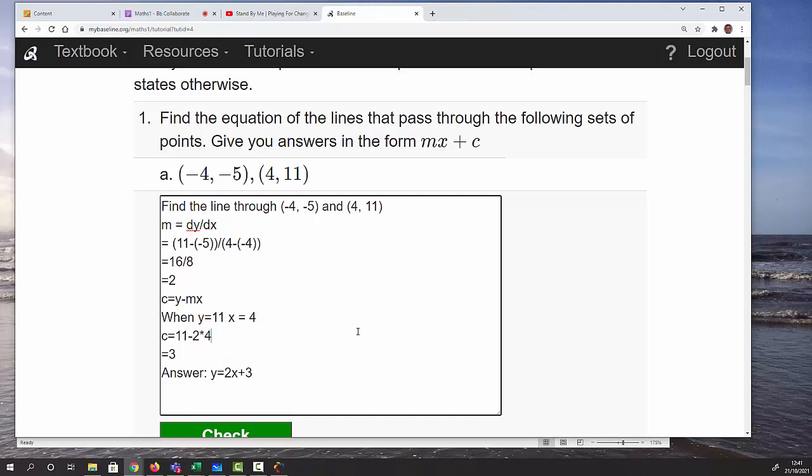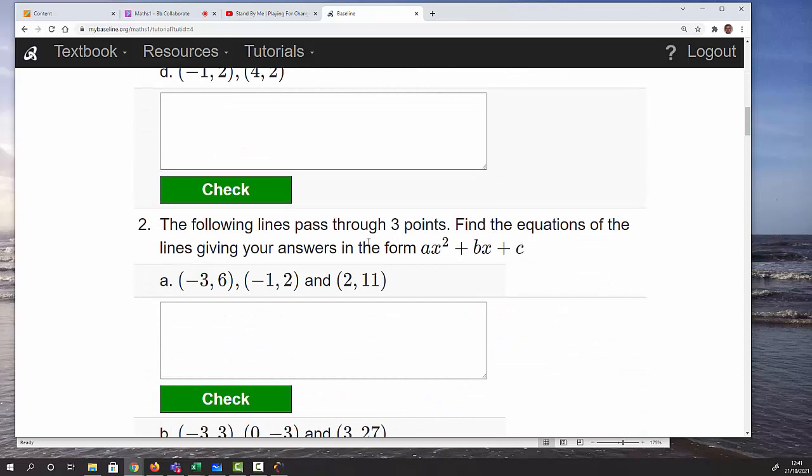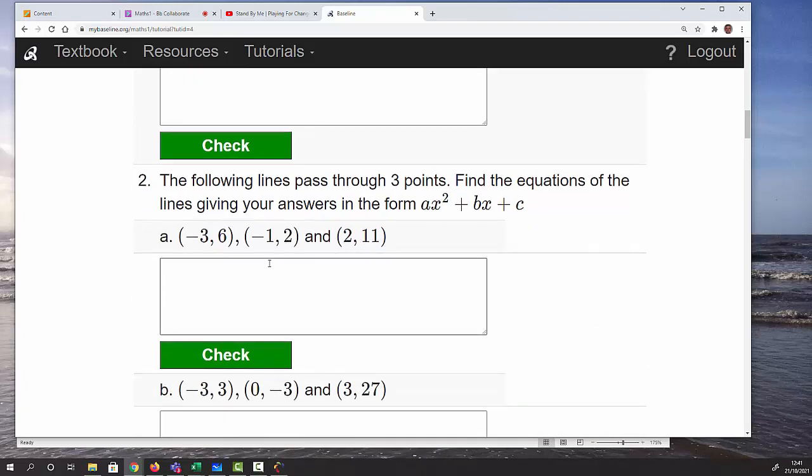Just so we're clear, if you just gave me the answer, I would give you the mark, but if you just gave me the answer on an exam paper, I wouldn't. You need to show the working on an exam paper, which is why we're doing this with baseline. Is that all right? So that's question 1A, 1B, 1C. They're all much of a muchness. Question 2 is similar, except we're talking quadratics here instead of straight lines.